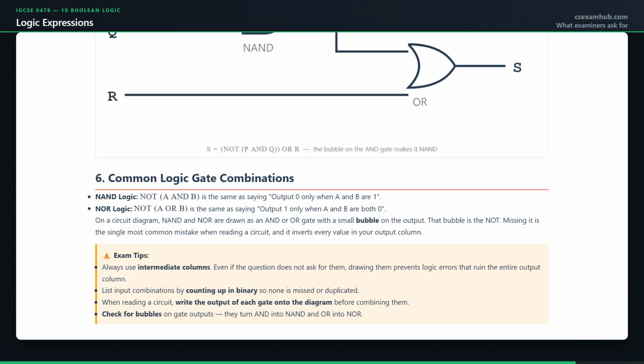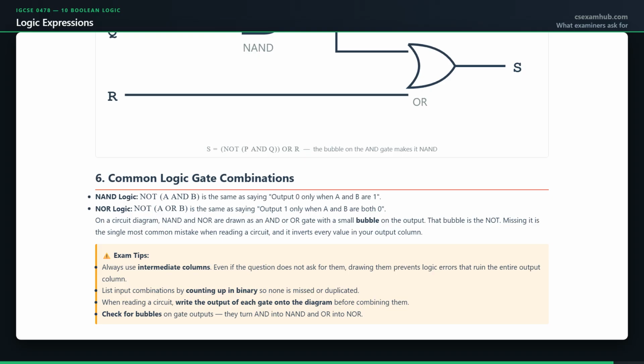4 habits to take into the exam. First, always draw intermediate columns, even when the question does not ask for them. They cost you nothing and they stop compound expressions being evaluated in your head. Second, list input combinations by counting up in binary: 000, 001, 010, so that no combination is missed or duplicated. Third, when reading a circuit, write each gate's output onto the diagram before you combine anything. Fourth, check every gate output for a bubble before you trace a single value.